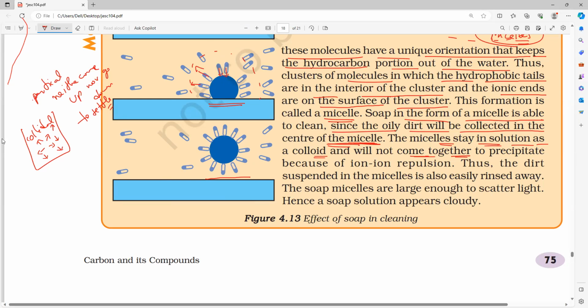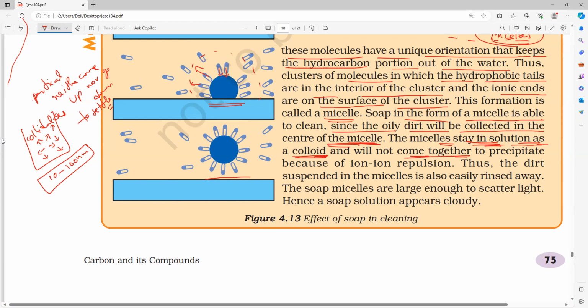Generally, in a colloidal solution, the particle size is between 10 nanometers and 100 nanometers. When the particle size is in that range, they are about the same size as water particles, so they will always be floating inside. They will never come up or go down. The same thing happens here also. So the micelles stay in a solution as a colloid. They will never go down, never become together, and never come up.